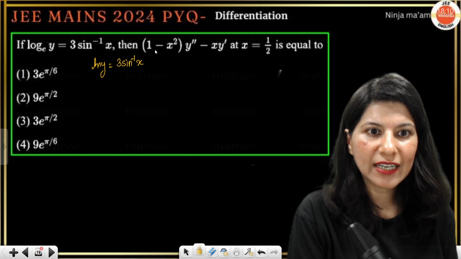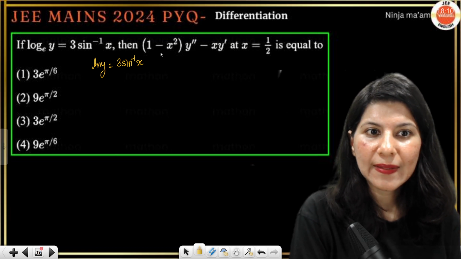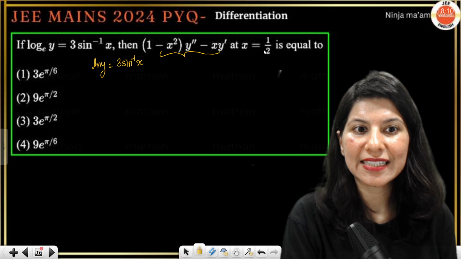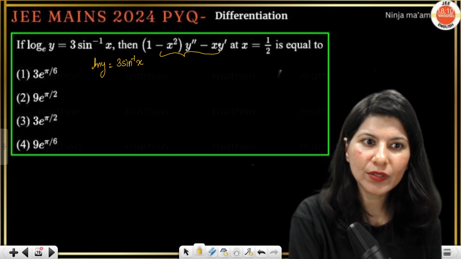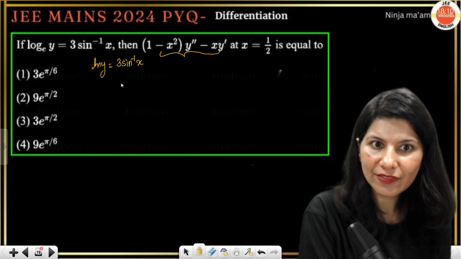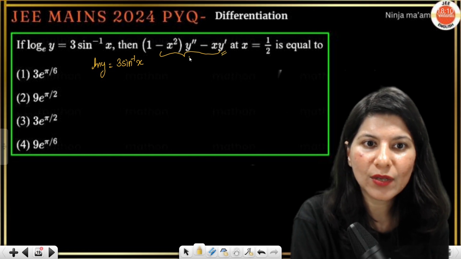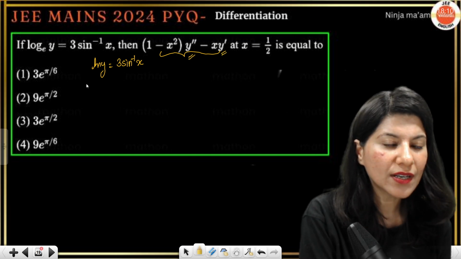Correct? And we are looking for this expression at x equals to half. Okay, all right. So let's start differentiating. I guess I need y dash and y double dash. All right, let's do that.